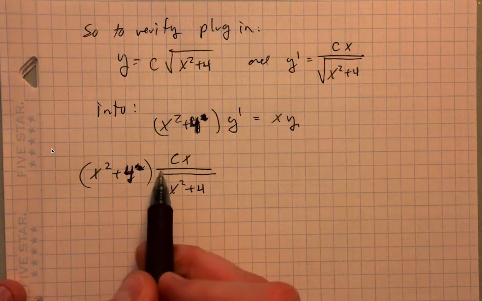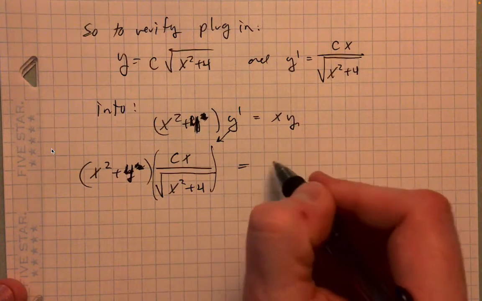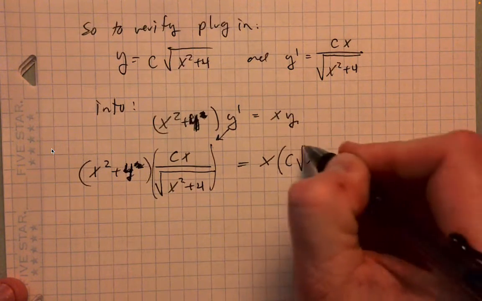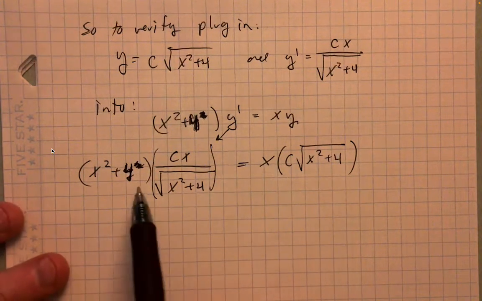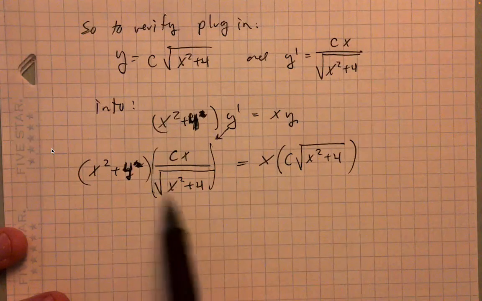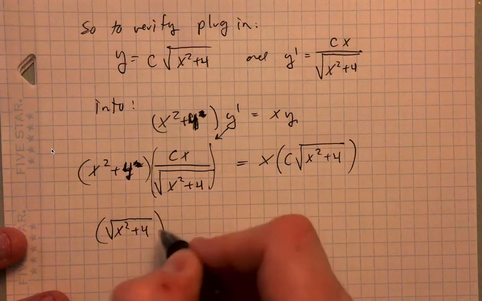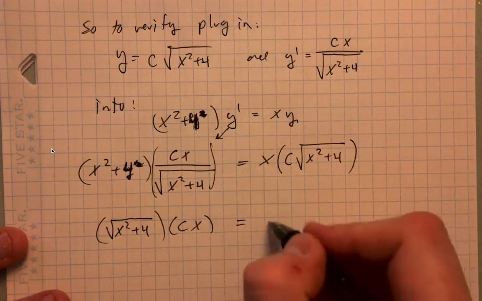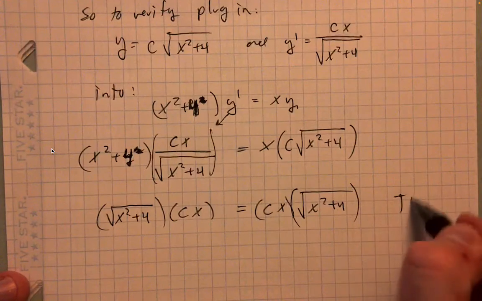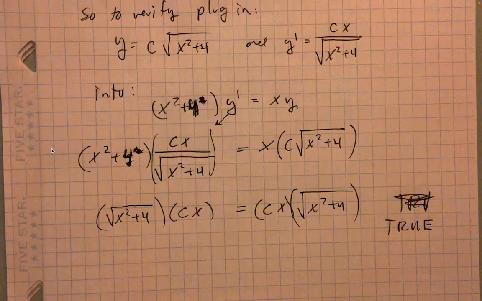So we've got x squared plus 4 times cx over the square root of x squared plus 4. This is the y prime part. That's equal to x times y, and y is, of course, this. Well, this is basically x squared plus 4 on the top, and x squared plus 4 to the 1/2 power on the bottom. I can do some cancellation, and I end up with x squared plus 4 times cx equals, of course the same thing over here, cx times x squared plus 4. So we can see that the equation is satisfied. Excellent.